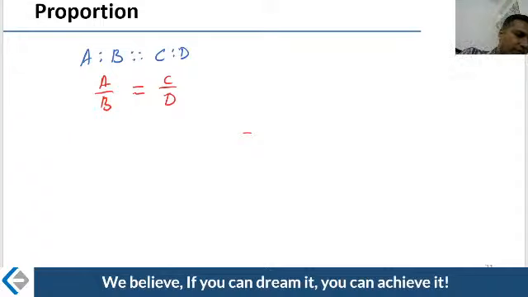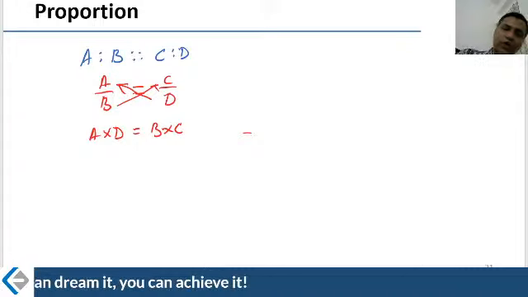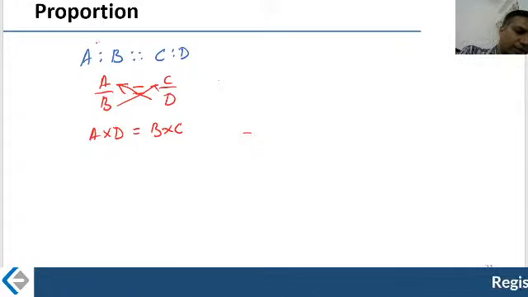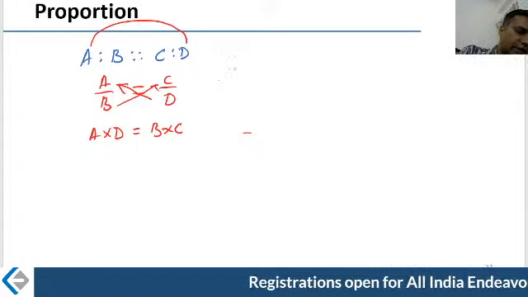From here, what does it mean? You cross multiply them. Therefore, A into D is also equal to B into C. How do you remember it from your school days? You remember it like this: product of the extremes.